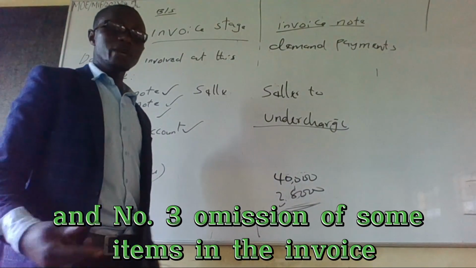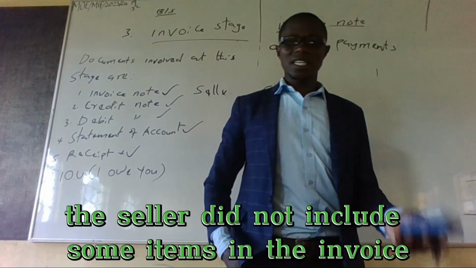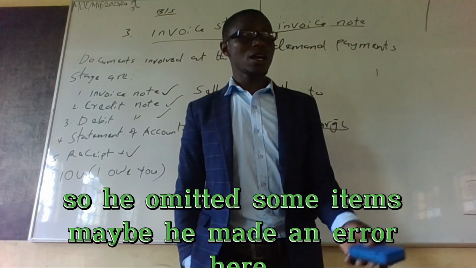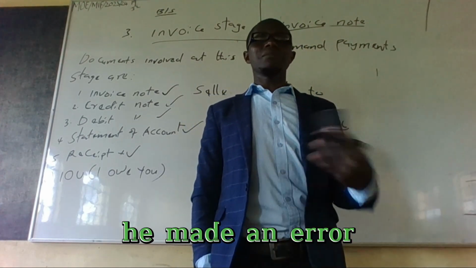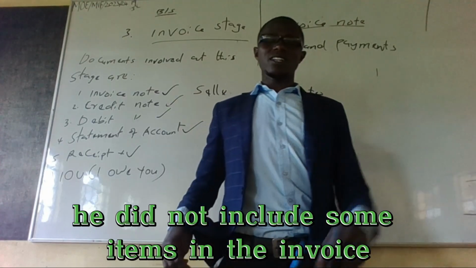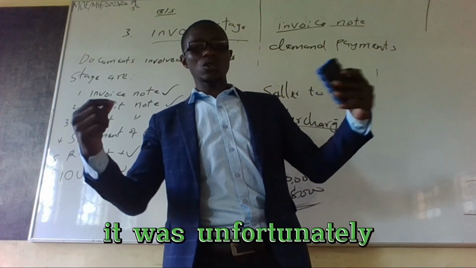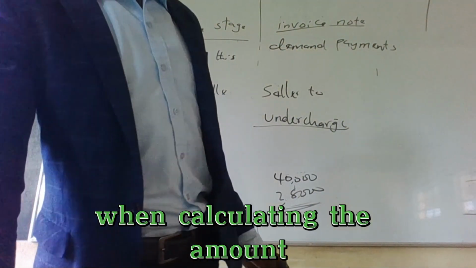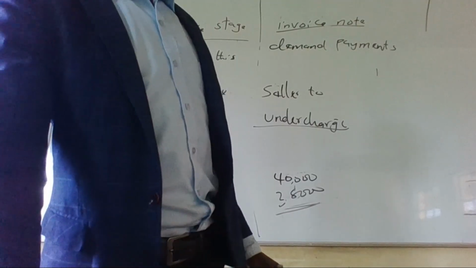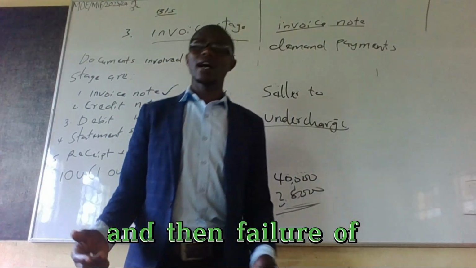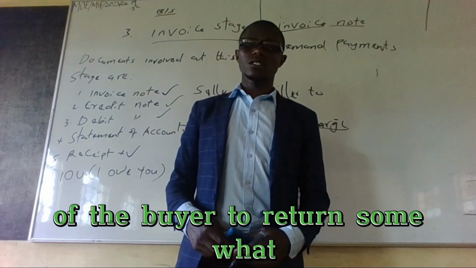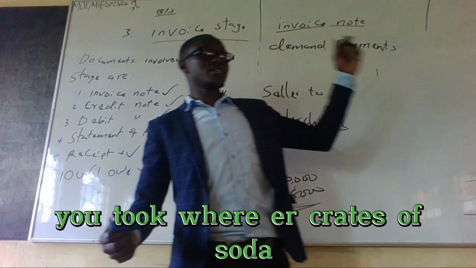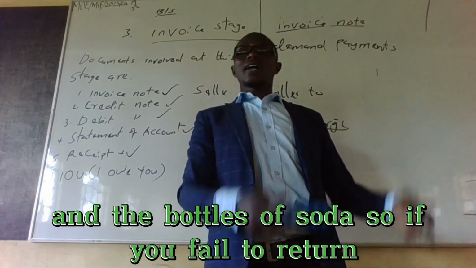And number three, omission of some items in the invoice. So the seller did not include some items in the invoice. He omitted them. Unfortunately, he made an error. He forgot to include some items in the invoice when calculating the amount that the buyer was supposed to pay. And then number four, failure of the buyer to return some empty boxes. You took crates of soda, and you don't return those crates and the bottles of soda.